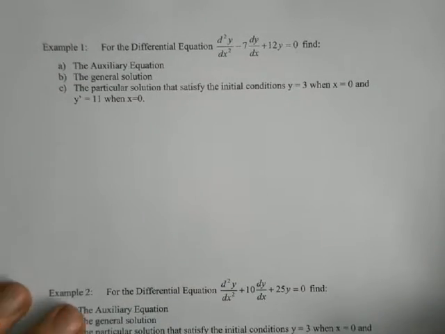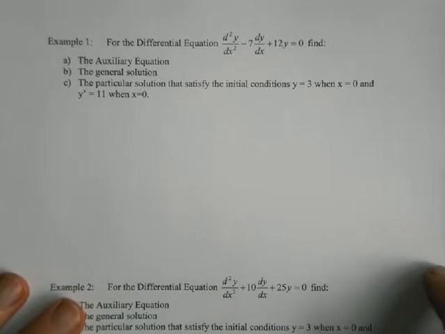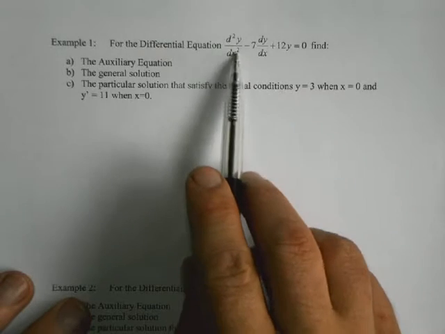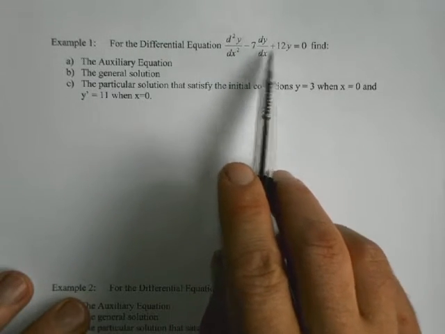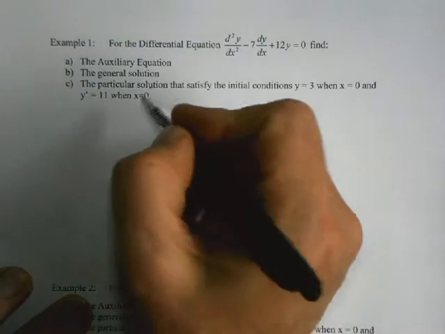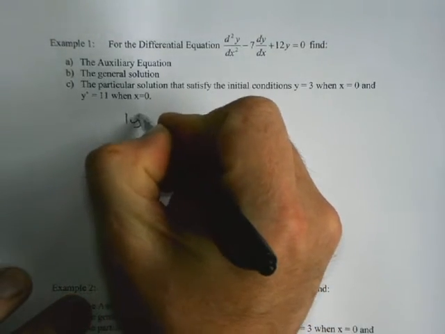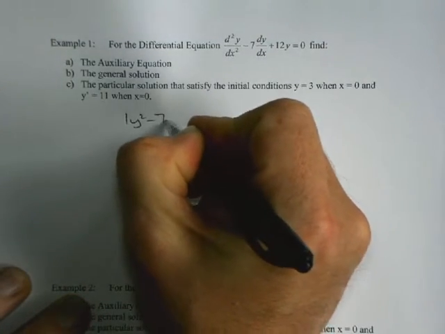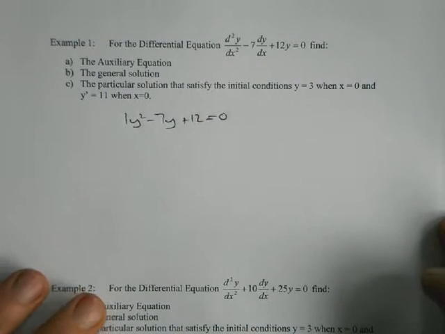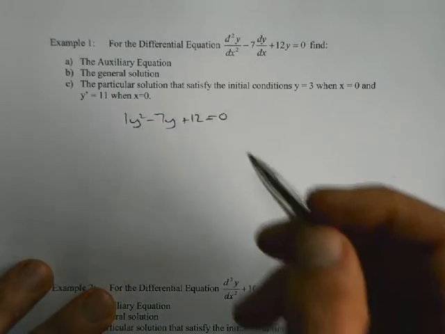So here's the first one, conveniently labelled example 1. So here's our differential equation. So it's 1 times y double dash minus 7 lots of y dash plus 12y equals 0. So the auxiliary equation is just going to be 1 y squared minus 7y plus 12 equals 0. Okay, so that's what we mean by the auxiliary equation, and that's completely wrong because I've used y's and I should have been using m's.